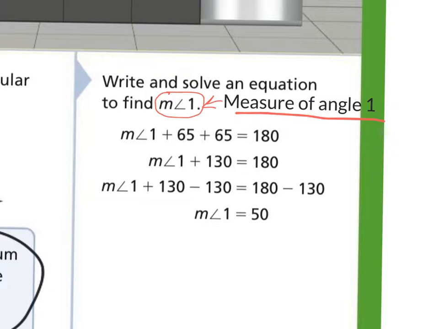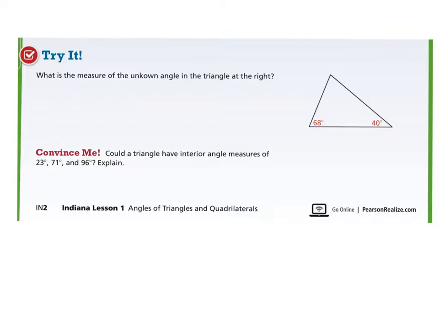They wrote an equation, angle 1 plus 65 plus 65 equals 180. Then they added 65 and 65 to get 130, then subtracted 130 from both sides, and got 50 degrees. Again, if it doesn't specifically say you have to write an equation, you don't necessarily have to do it this way, but I just wanted to explain what they were doing there. So to try it, we've got a similar story. They want us to find the measure of the unknown angle in this triangle.